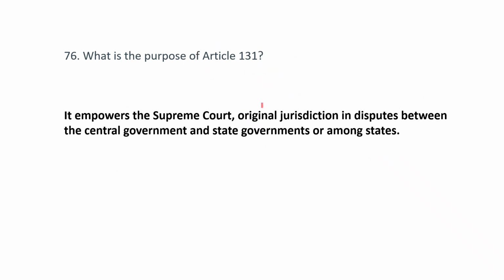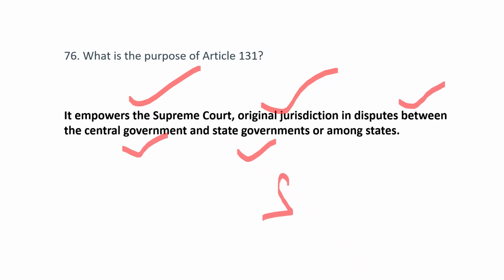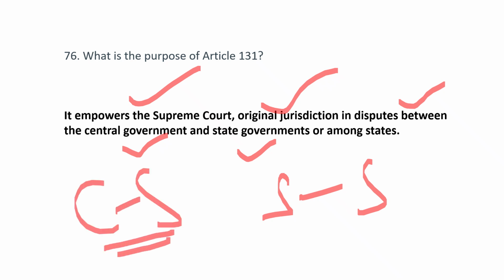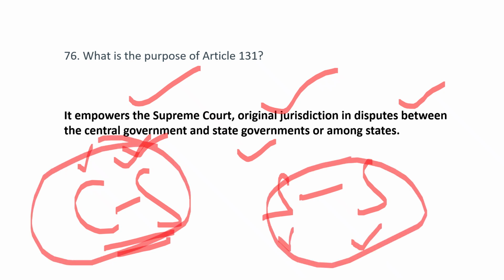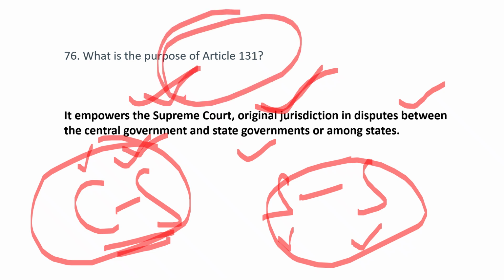The original jurisdiction of the Supreme Court is nothing but cases between the central government and state government, or state government and state government. Such cases, involving disputes between the central government and state government or between state governments, will come under the original jurisdiction of the Supreme Court under Article 131 of the Indian Constitution.